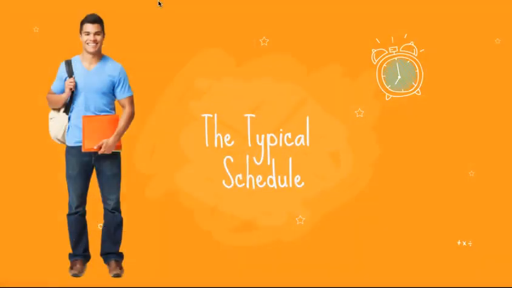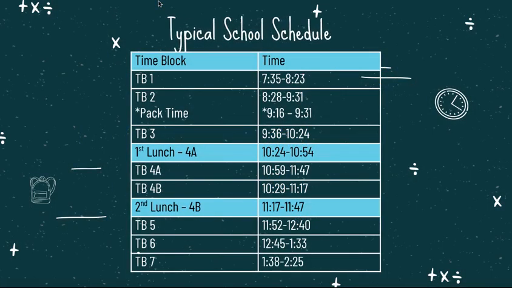Now we are going to talk about the typical student schedule. School begins at 7:35 a.m. each morning and ends at 2:25 p.m. There are 7 classes every day, and they are the same classes. Each class lasts around 45 minutes, and you have 30 minutes for lunch. Remember, all students receive free breakfast and lunch in the cafeteria every day.